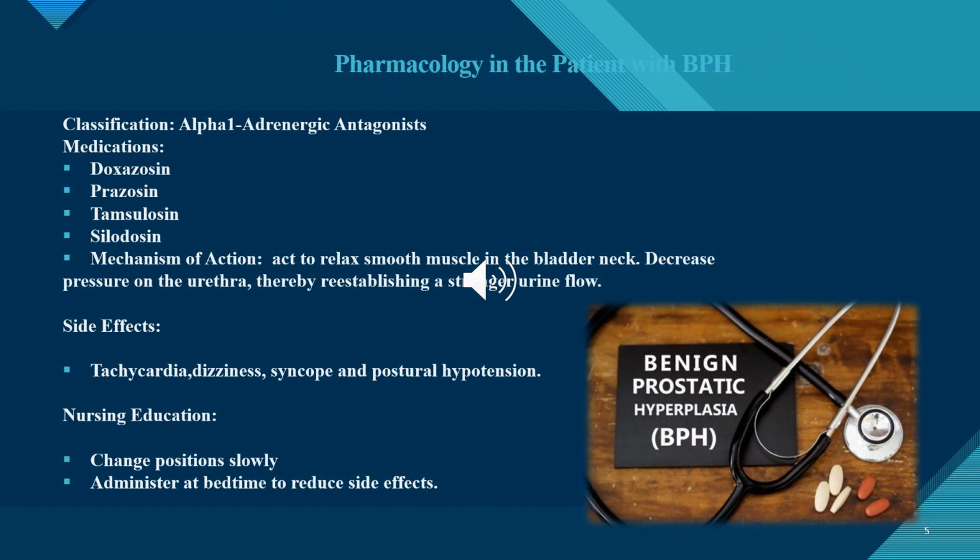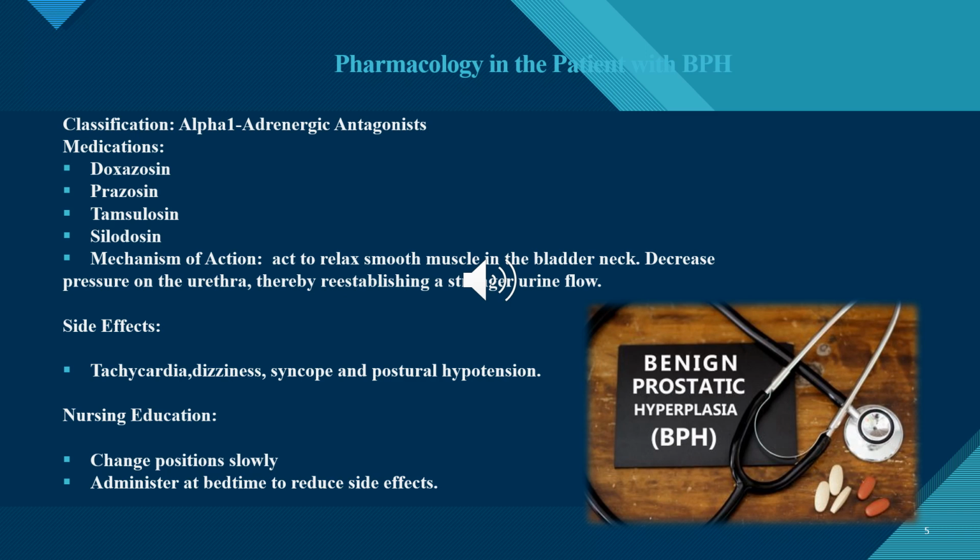Pharmacology in the patient with BPH. One of the classifications used in the patient with BPH is alpha-1 adrenergic antagonists. The medications are doxazosin, prazosin, tamsulosin or Flomax, silodosin, and they also have one not listed here. An easy way to learn these medications is focusing on the last part, which is the "-osin" part. That's how I learned them when I was back in school.